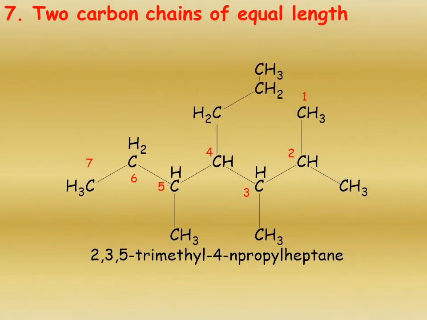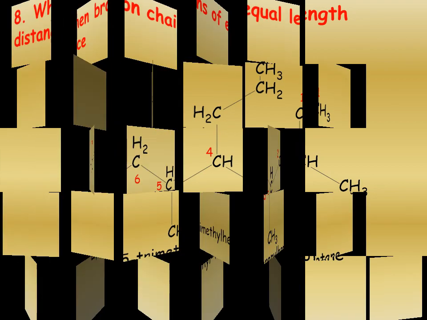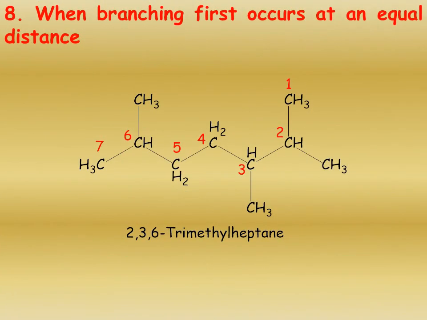When there are 2 longest continuous chains that can be selected as the parent name, then select the longest continuous chain of carbon atoms which contains the greater number of substituents. When branching first occurs at an equal distance from either end of the longest continuous chain, then select the name which provides the lower number at the first point of difference, as shown in the following example.